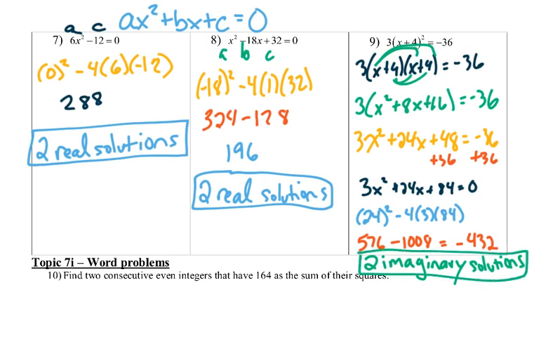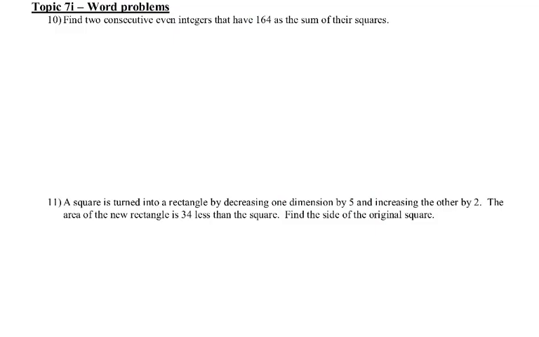And that's it for the discriminant section. Moving on to topic 7i, we're going to do some word problems. The way that we do this is we just try to read it, interpret it, and then solve the quadratic. It's usually going to make a quadratic, at least in this unit. Problem number 10 is find two consecutive even integers that have 164 as the sum of their squares.